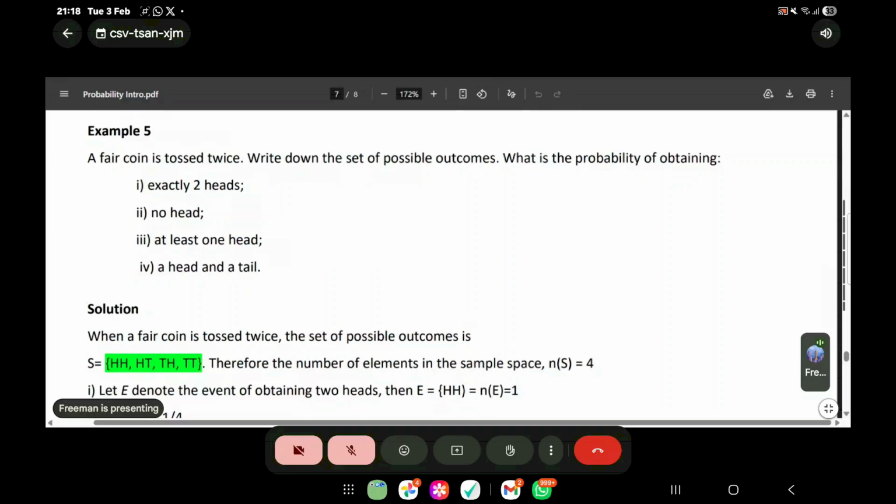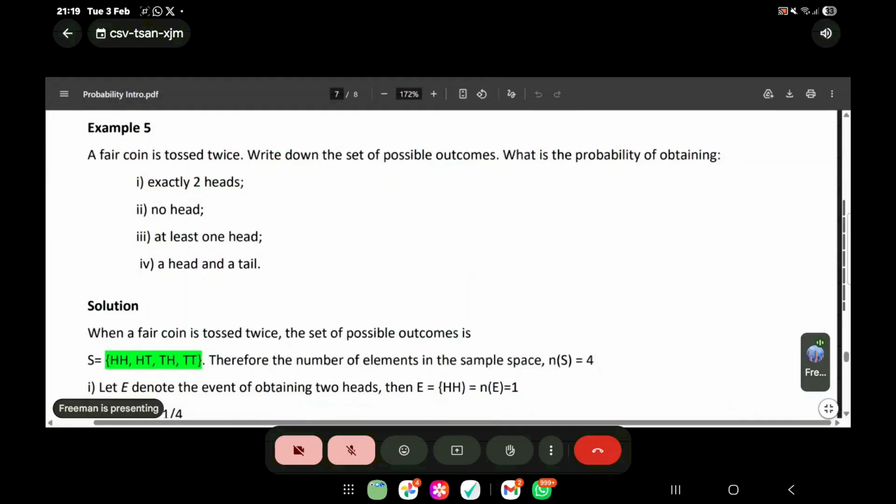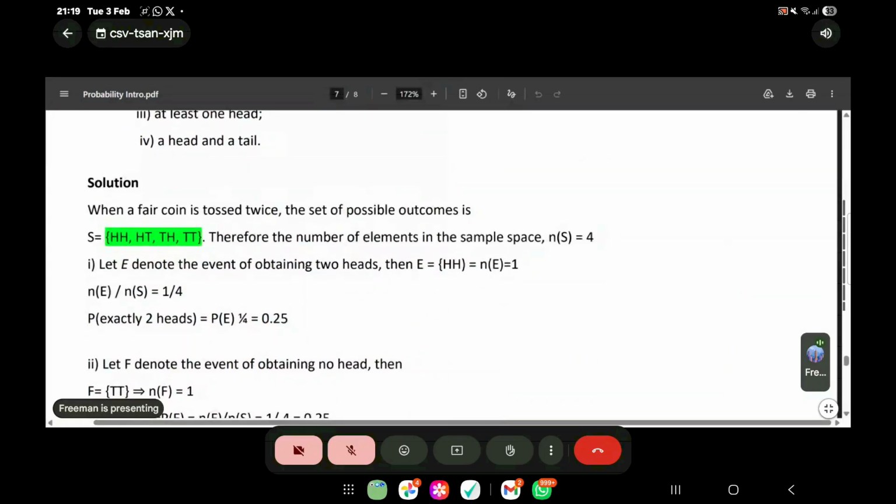There comes a question. A coin is tossed twice. Write down the set of possible outcomes. What is the probability of obtaining exactly 2 heads? No head. At least 1 head. A head and a tail. So when a fair coin is tossed twice, the set of possible outcomes is what you are seeing in green. The sample space is HH, HT, TH, and TT.